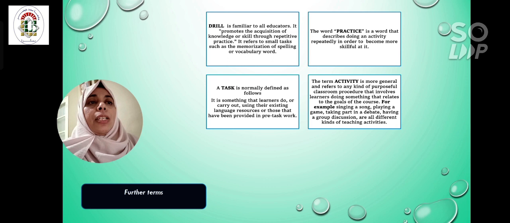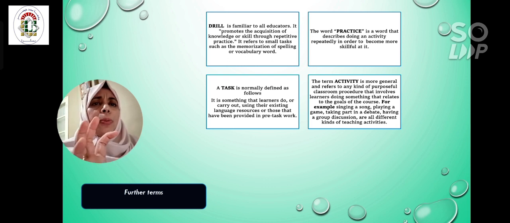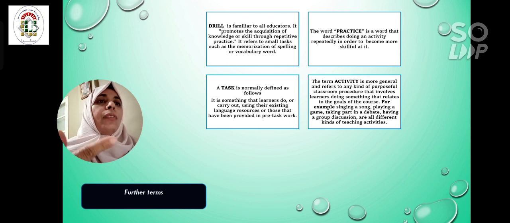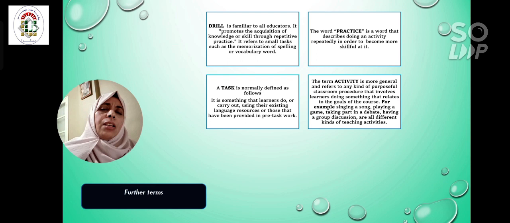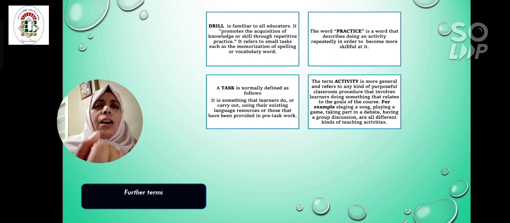The term activity is more general, and it refers to any kind of purposeful classroom procedure that involves learners doing something that relates to the goals of the course. So any task, activity, practice, drill, all of them are activities. Anything I ask my students to do during the class or even after the class, where the students are active participants, we call it activity. For example, singing a song, playing a game, taking part in a debate, having a group discussion, anything I ask my students to do to take part in the lesson is considered an activity.